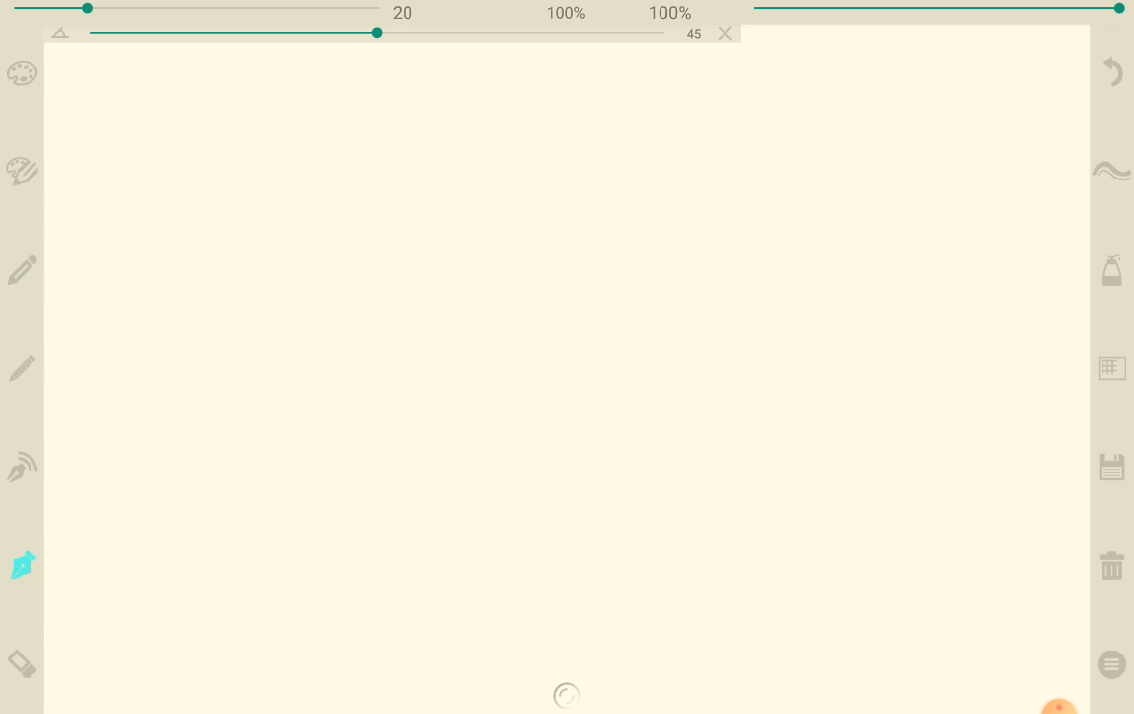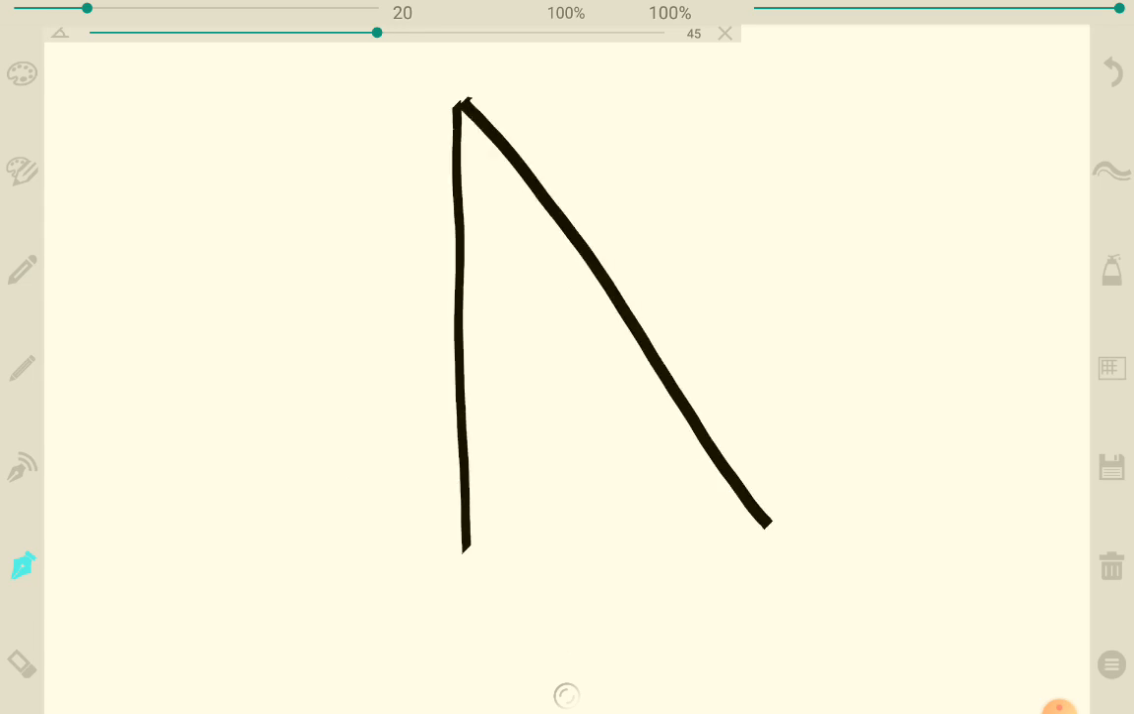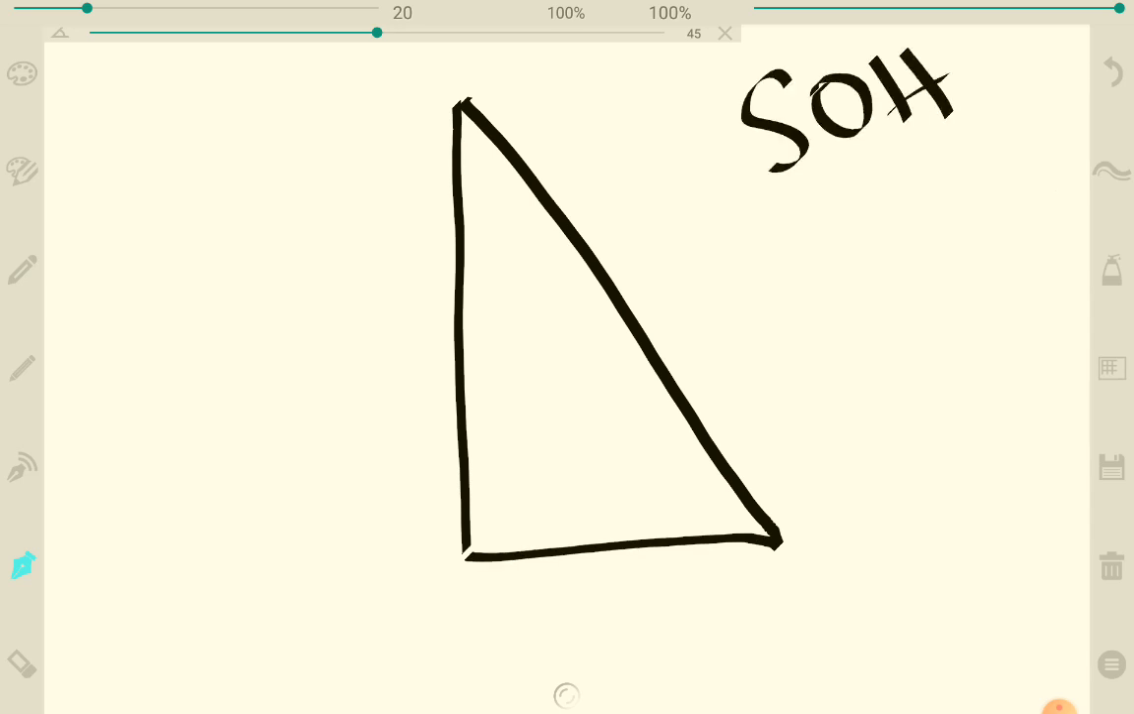We have one more multiplication problem before we go on to division. So this is the last one. We write down SOHCAHTOA.